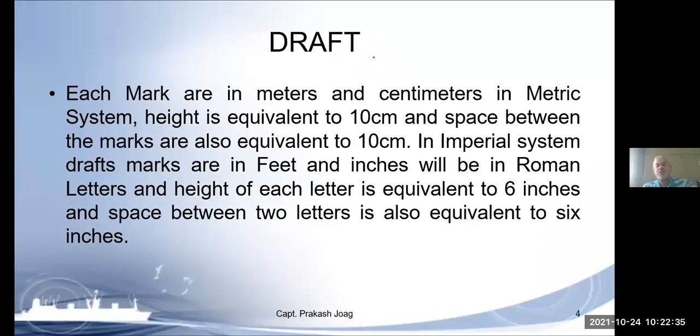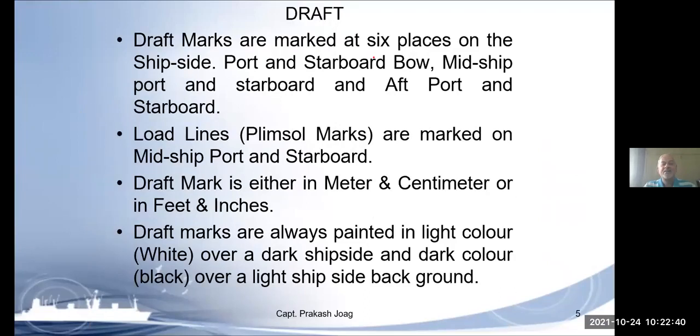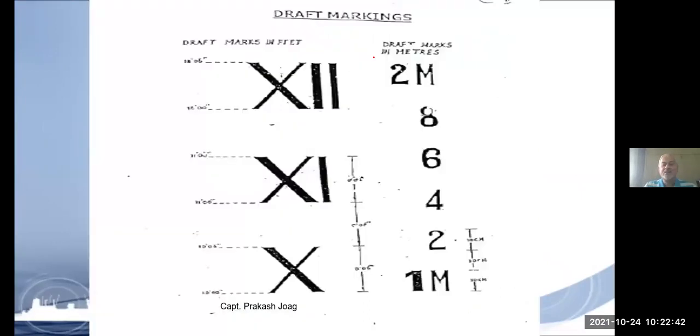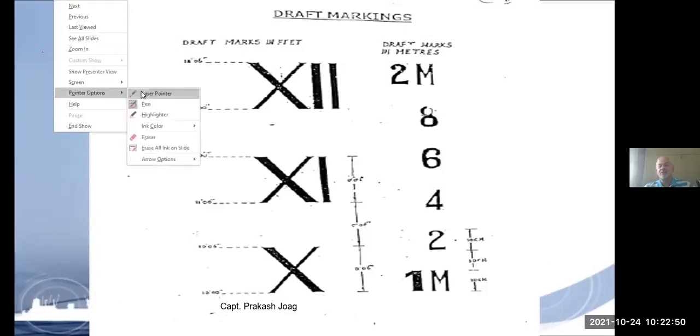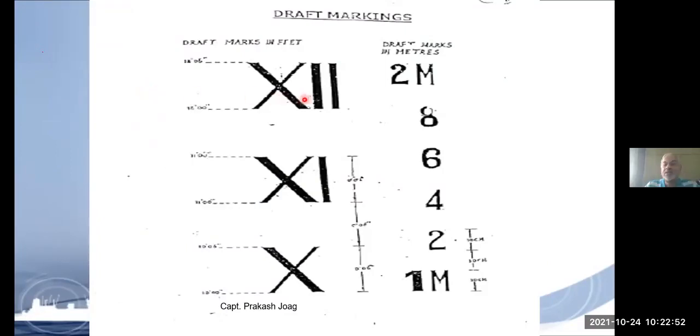I will not spend time now reading these notes. This is that Roman letter, what I am saying. These are Roman numbers. See, XII is number 12. This is XI, number 11. X is number 10. Single I is number 1. So mariners have to be expert at reading Roman numbers.